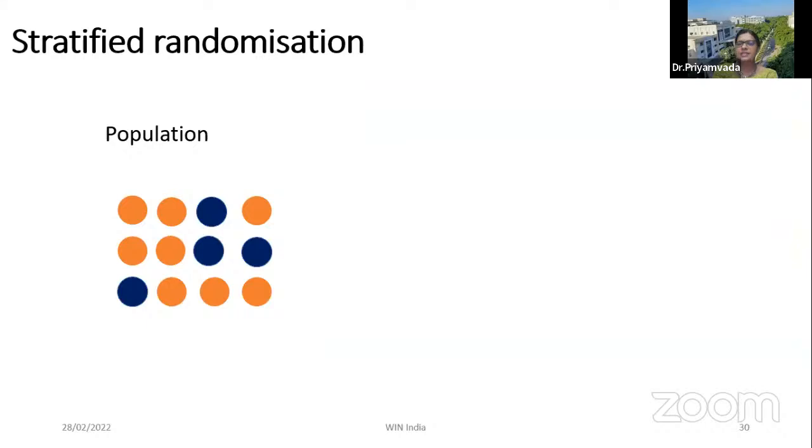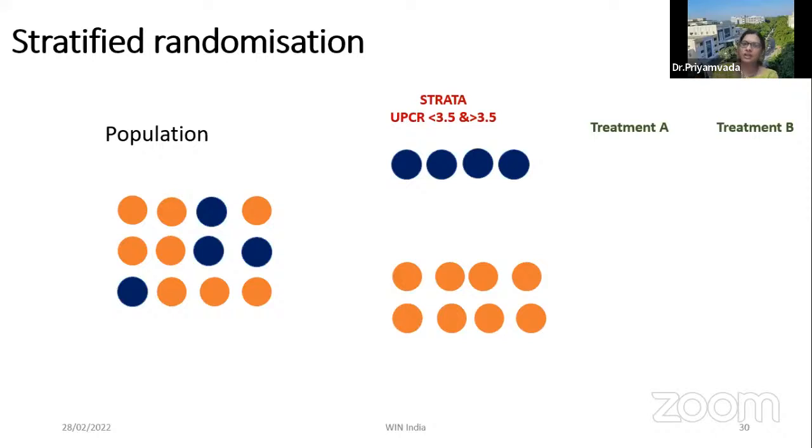And let us say the same 12 patients, and there are 4 people. I'm just taking urine protein creatinine ratio. So let us say those who are blue, they have a PCR of more than 3.5. And the orange circles had a protein creatinine ratio of less than 3.5. Now I have put one stratum, PC ratio less than 3.5 and more than 3.5.